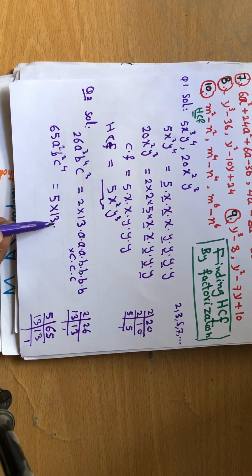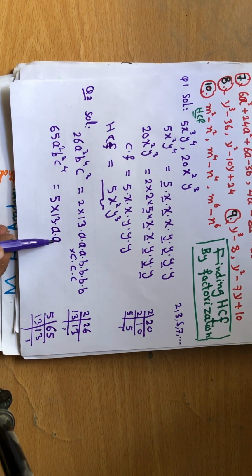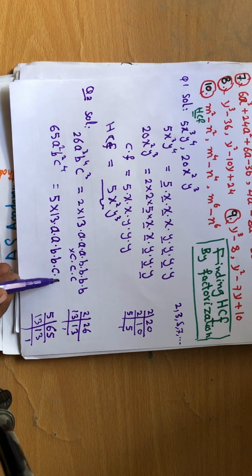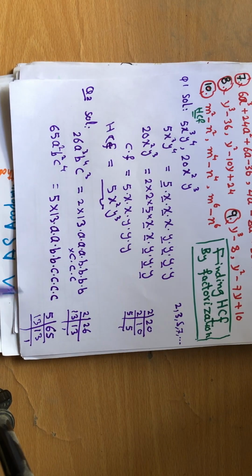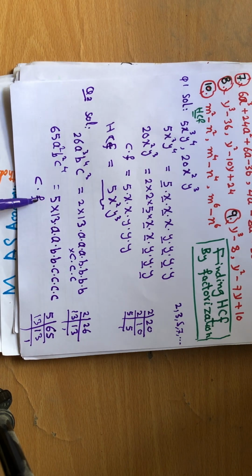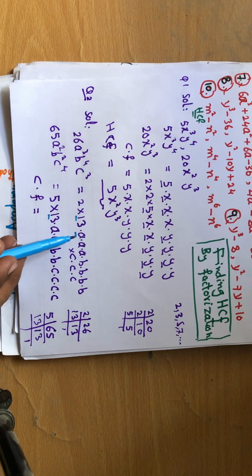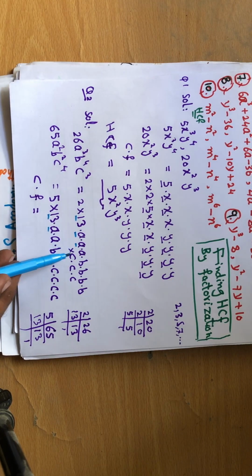Further, same rule: a square, we will be writing a twice, and b power 2 we will be writing b twice, c power 4 we will be writing c 4 times, c multiplied by c multiplied by c. Now we are writing the common factors. See here common factor number 13 is there up and down. Remember between these two we will be writing 13 once.